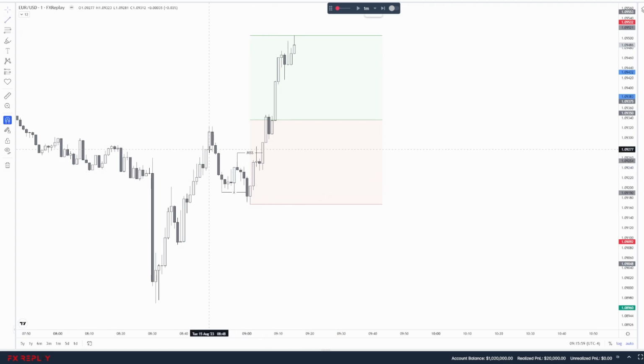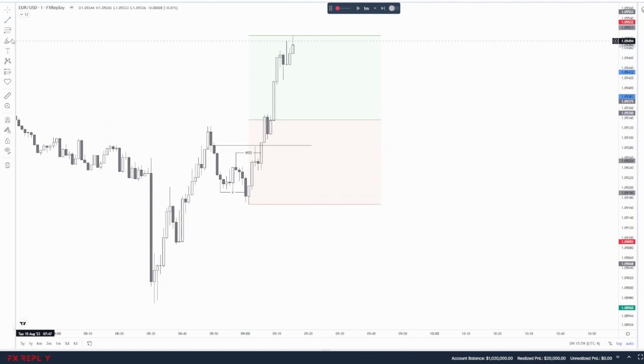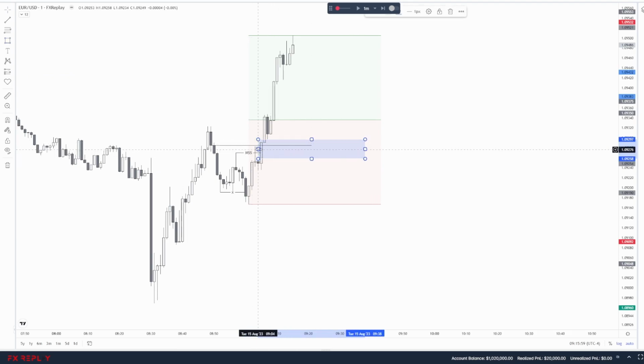And in confluence to that, we also have the breaker block right here. So this is our breaker block. We have a fair value gap right here. I'm going to use these full candles because they don't have any wicks. That's where I'm going to set my order long.